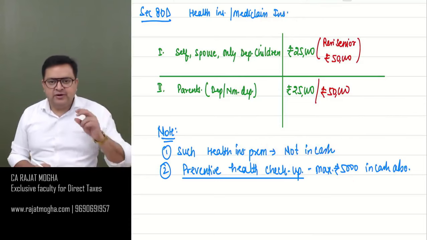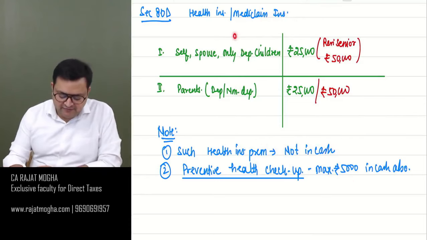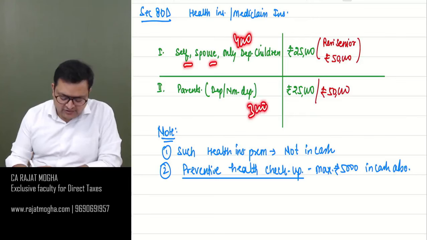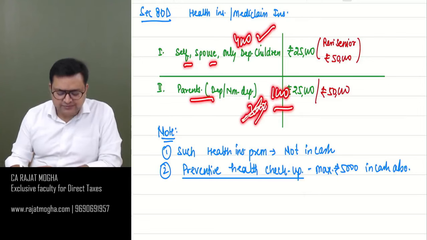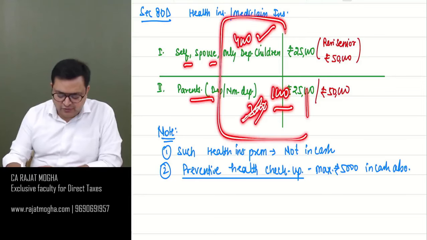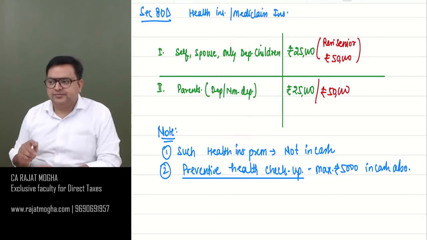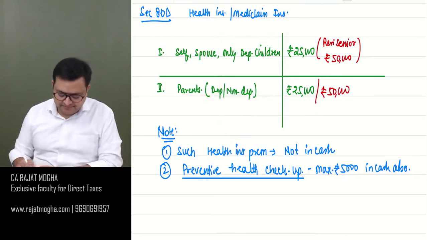What does overall limit mean? For example, we have paid 4,000 for self or spouse, 3,000 for parents. So if we have taken 4,000 here, now we are left with only 1,000, because in total it cannot go more than 5,000. I'll be explaining that with an example.